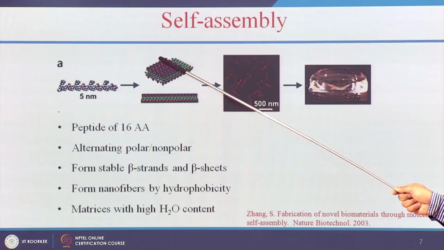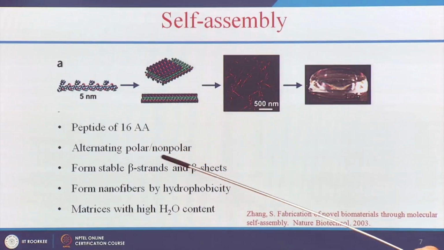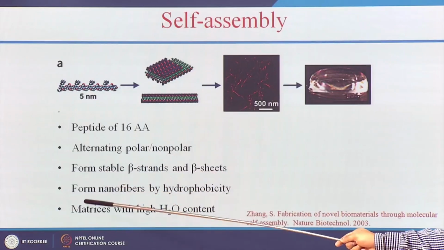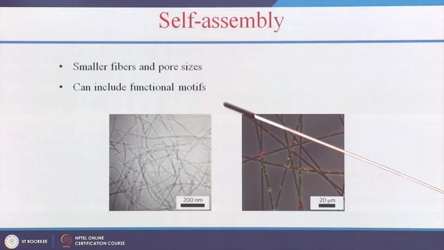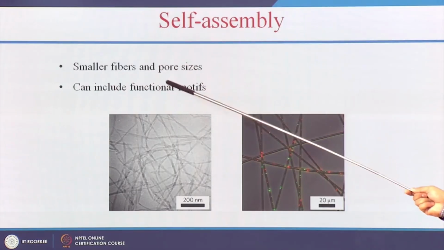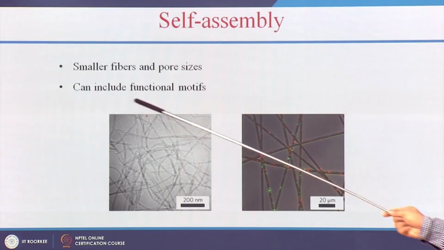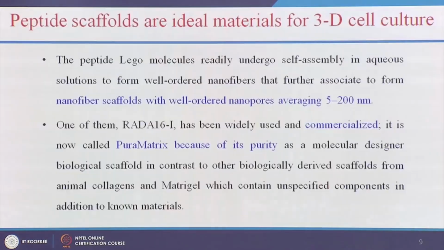How can we make this nanofiber based scaffold? Here we can use a peptide of 16 amino acids with alternating polar and non-polar residues, which forms stable beta strands and beta sheets, and forms nanofibers by hydrophobicity. These matrices have high water content, and the nanofibers are small in size with a small pore size that can closely mimic your extracellular matrix. We can also include functional motifs. For example, if you want to incorporate GFP, that is possible, and if you want to load some drugs into these nanofibers for therapeutic applications, that is also possible.